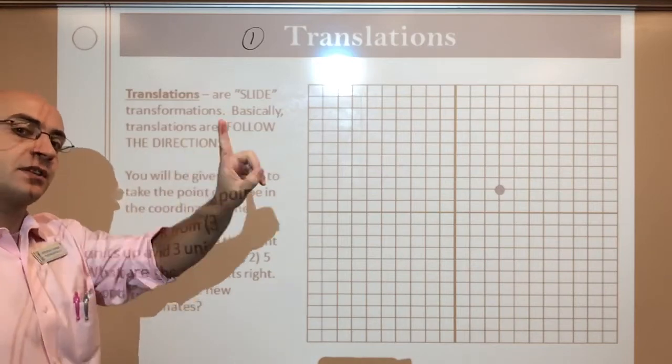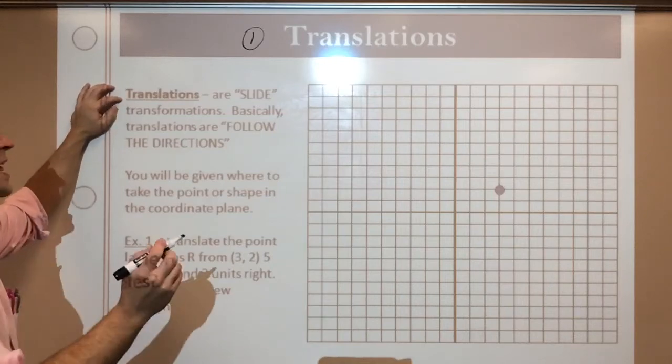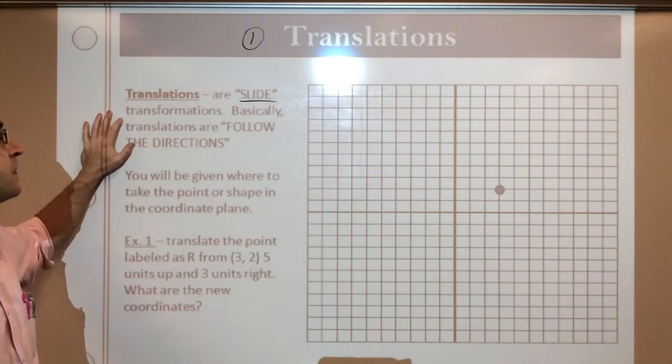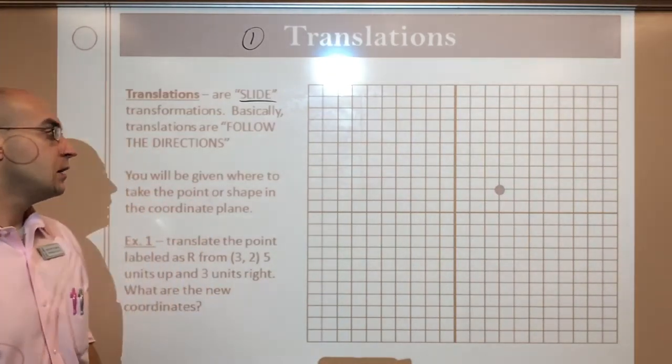Translations are the easiest ones. That's the first one we're gonna learn. It's the only one you're gonna learn today. A translation. They're called slide transformations. Basically, and this is why we start with these because they're so easy, you just follow the directions. It just tells you where to go, right?